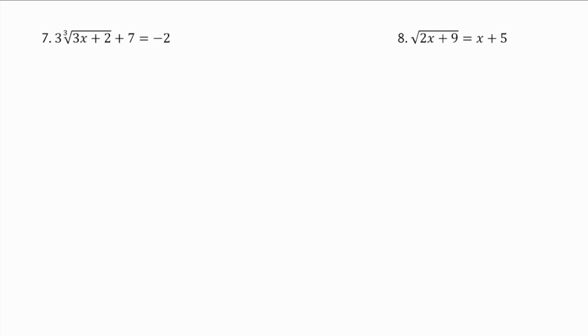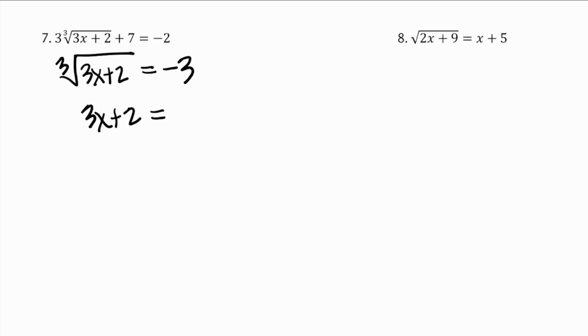Alright, these last two are a little more straightforward, I think. We're going to start by isolating this radical, so 3x plus 2. Alright, I'm going to start by subtracting 7. That would be -9. But then I'm going to divide by 3, so I'll end up with -3 over here. Cube both sides. Wait, no, if I'm cubing both sides, that'll get rid of the cube root. And -3 to the 3rd power would be -27.